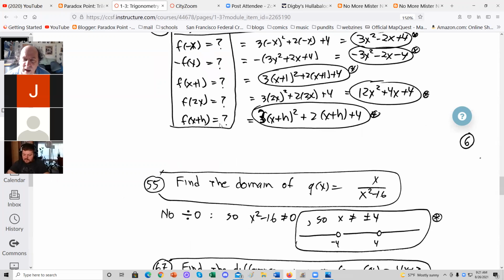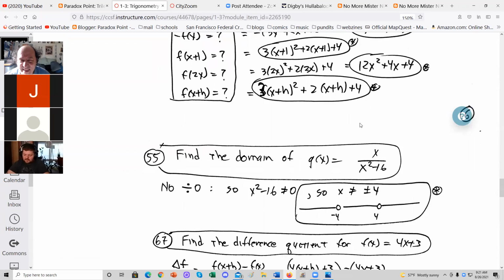And f of x plus h, 3 times x plus h squared plus twice x plus h plus 4. This too, I'm a little too lazy to work out right now.